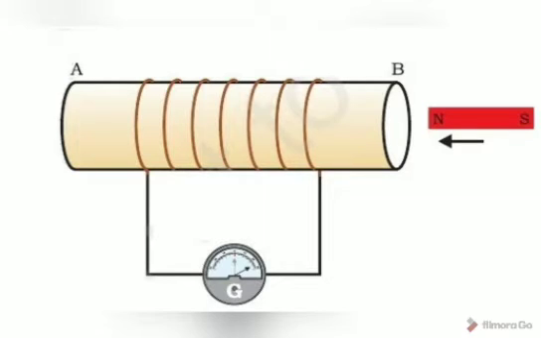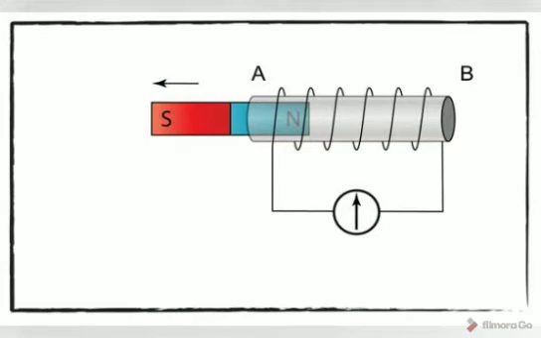We see that the galvanometer needle deflects towards the right when the coil is moved towards the north pole of the magnet. Similarly, the needle moves towards the left when the coil is moved away. When the coil is kept stationary with respect to the magnet, the deflection of the galvanometer drops to 0.